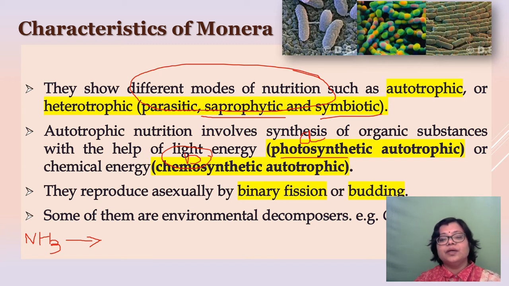Okay, so the mode of nutrition, first is maybe autotrophs, maybe heterotrophs. If it is autotrophs, then photosynthetic autotrophs or chemosynthetic autotrophs. If it is photosynthetic autotrophs, then once again two types, oxygenic and anoxygenic. Chemosynthetic we have discussed. Then heterotrophic mode of nutrition, that is parasitic, saprophytic and symbiotic. Now the reproduction, they reproduce asexually by binary fission or budding.